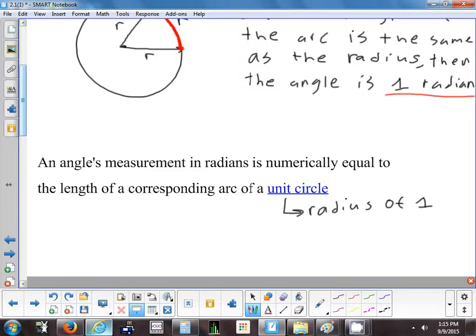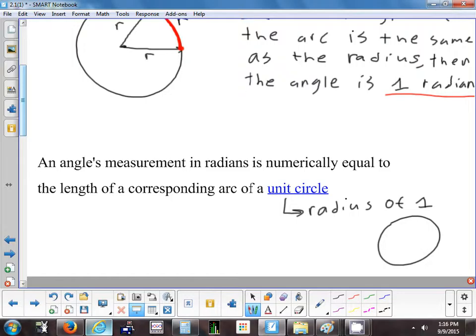Does anybody know, what do we call the name of an arc that's so big it's not part of the circle, but it's the whole circle? What would be an arc that goes all the way around a circle? What do you call the distance around a circle? The circumference. Yeah, the circumference is basically just an arc. But it's an arc that's so big, it goes all the way around, and it connects where it starts to where it stops. But that's really an arc.